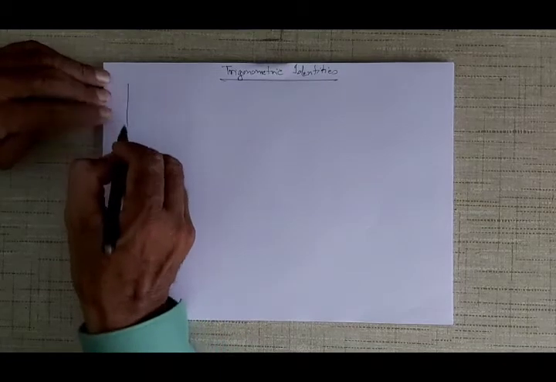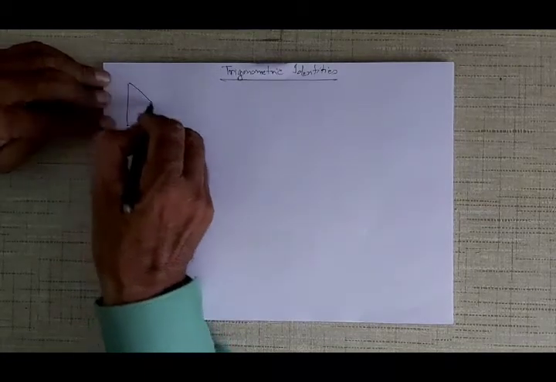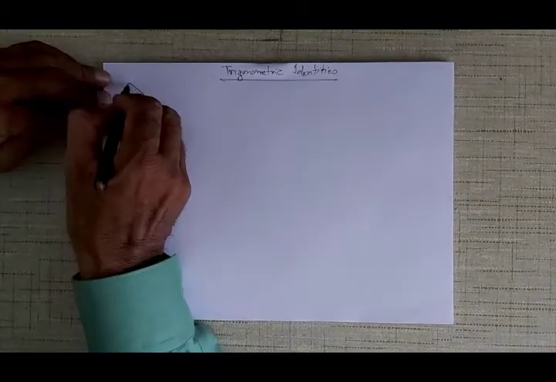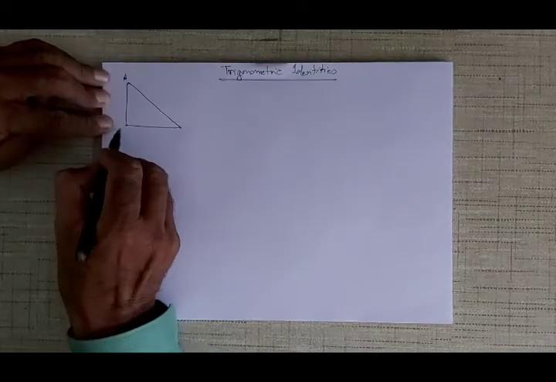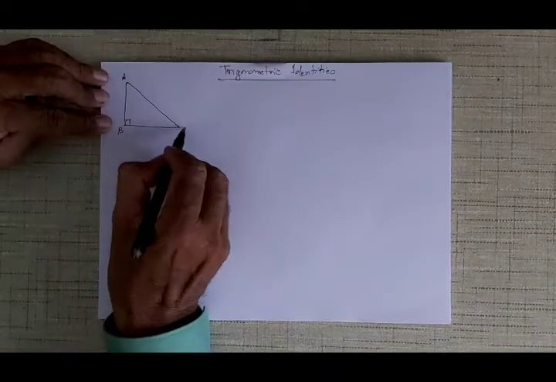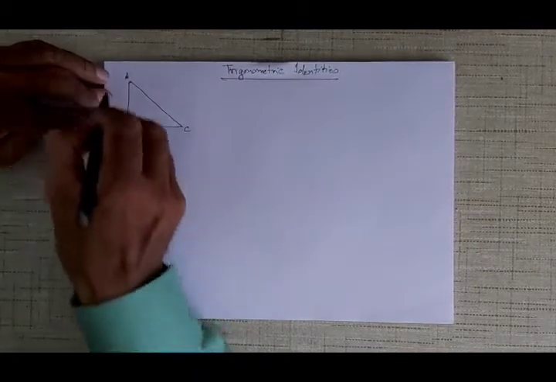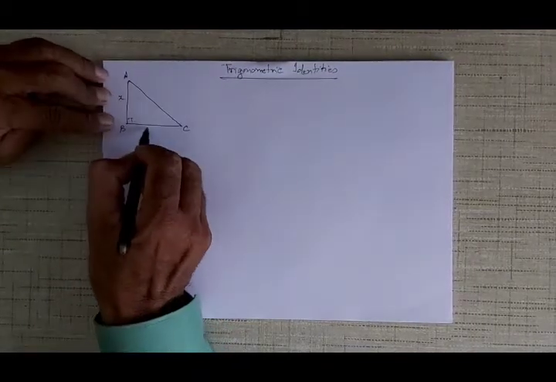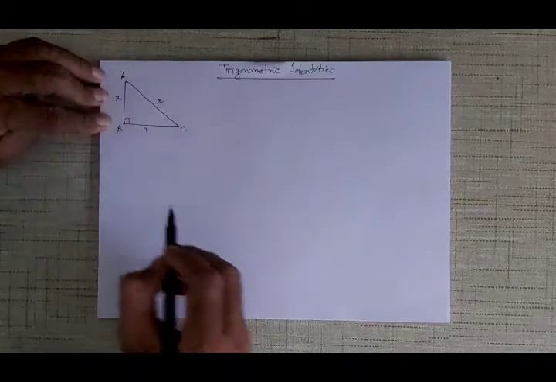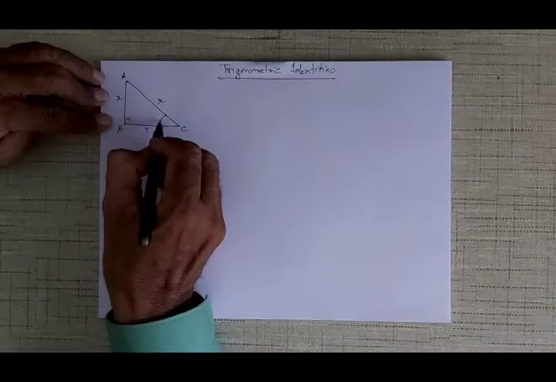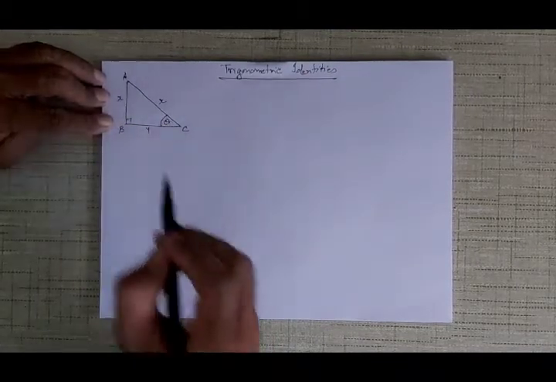Alright, so now let us just say I have a triangle ABC here. Again, trigonometry is all about right angle triangles. So let us suppose this is your right angle triangle ABC, with angle B a right angle and AC as the hypotenuse. Let us suppose this side is x, this is y, and this is r. And with respect to angle C, this is your angle theta.